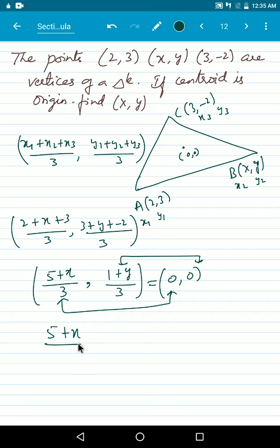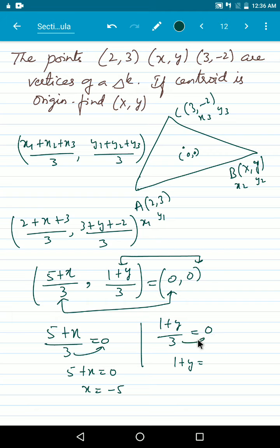So (5 plus x) divided by 3 is equal to 0, and (1 plus y) divided by 3 is equal to 0. The 3 goes to the other side, it multiplies with 0, becomes 0. So we'll have 5 plus x is equal to 0, or x is equal to minus 5. Similarly here, 3 goes to the other side and becomes 0, so y is equal to minus 1. So (minus 5, minus 1) are the coordinates of the point, the value of (x, y).